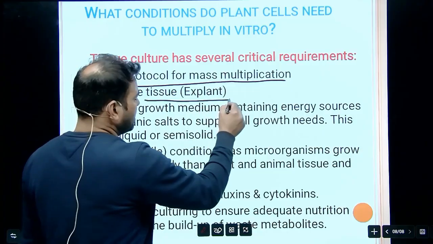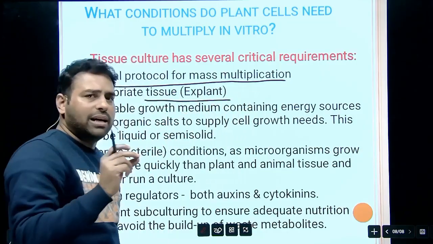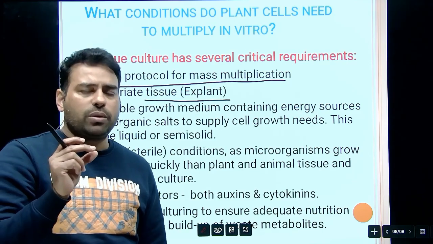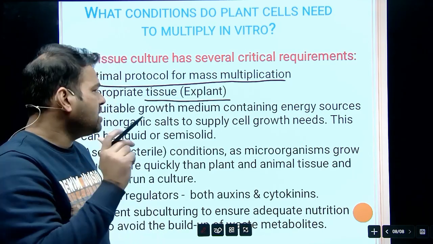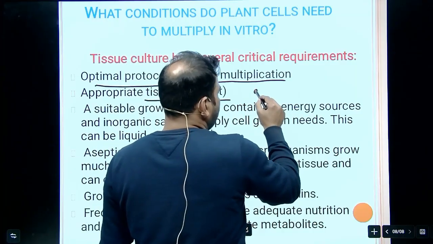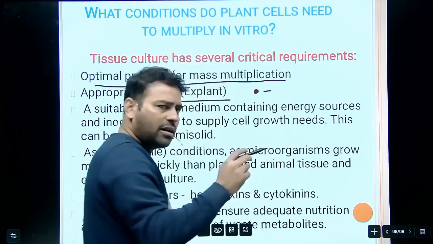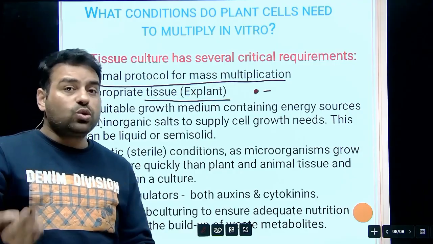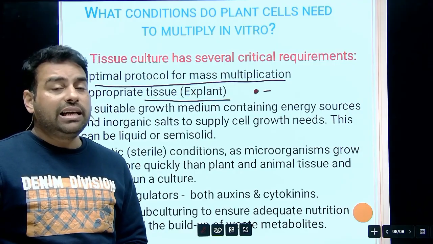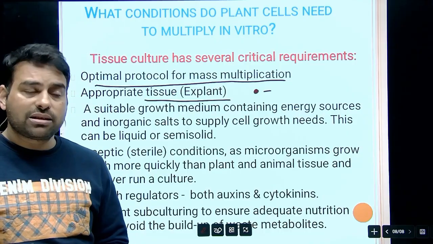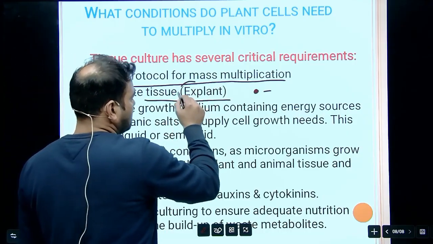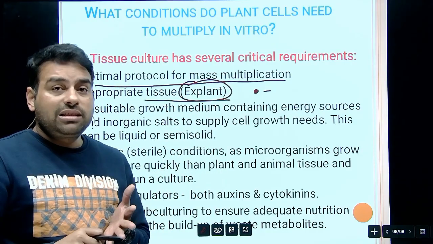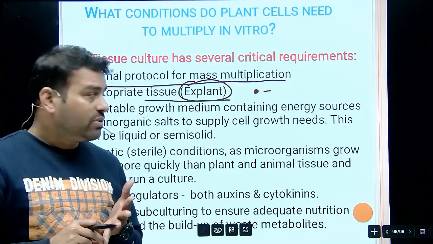Appropriate tissue, that is explant. So explant is any plant part or any group of parts, we can say single cell or maybe tissue, maybe organ, maybe anything we are getting from the plant that is being used as the initial material. It is known as explant. It is very important. We have to sterilize it. We have to select the elite genotype for this.